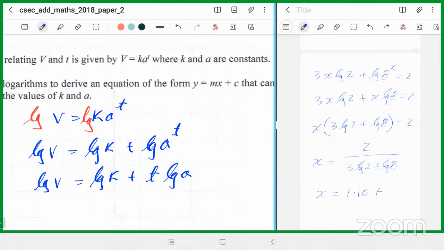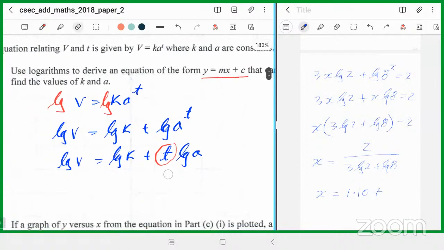Remember now, my variables are these. This is a variable, and this is a variable. So it means that this is a constant and this is a constant. And I'm trying to get them in the form y equals mx plus c. So if you look at it, this is like the y. I'm going to leave that. It's the log of v. It's like the y equals. This is like the m. And this is like the x, because that's a variable.